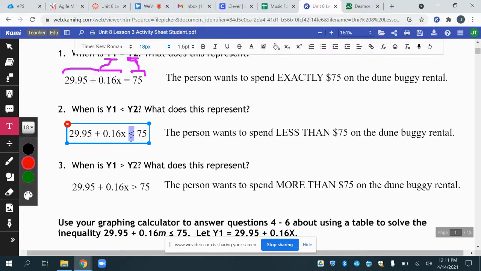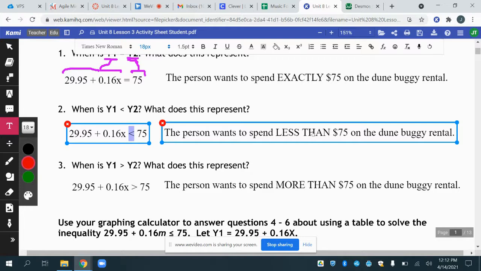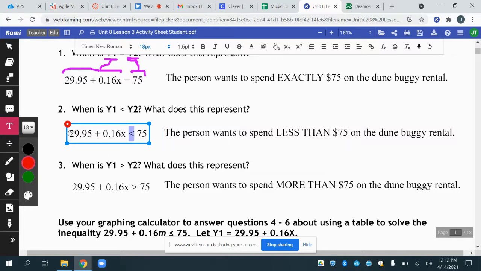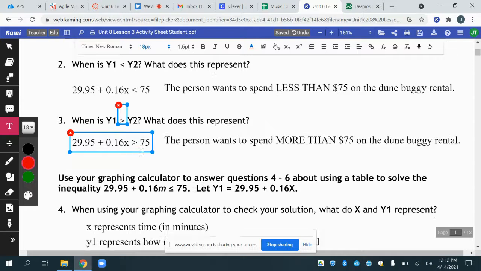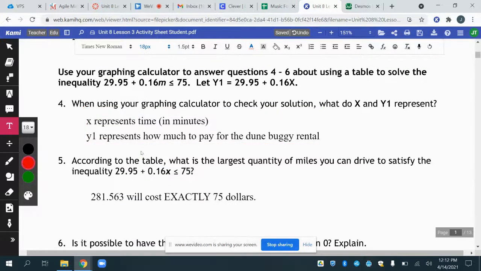Doesn't matter. The point is, knowing which way it's pointing is much more important than knowing which one to call greater than and which one to call less than. Because the whole point is that it tells me which number is greater or smaller, no matter which direction I'm reading it. So the person wants to spend less than $75, because here's the amount he spends, and that's less than $75. Here we have the amount he wants to spend. That's greater than $75, more than $75. Hopefully that makes sense. Now we're going to get onto this problem.